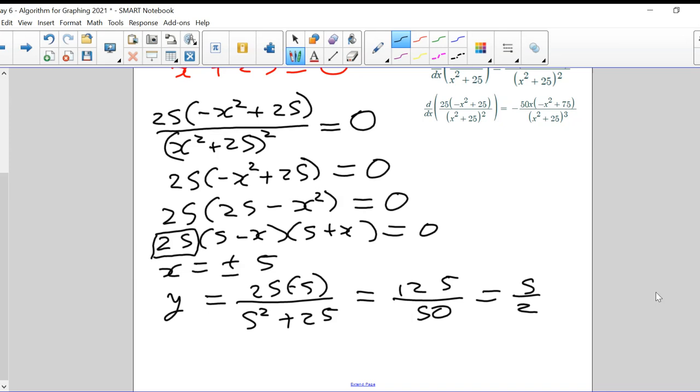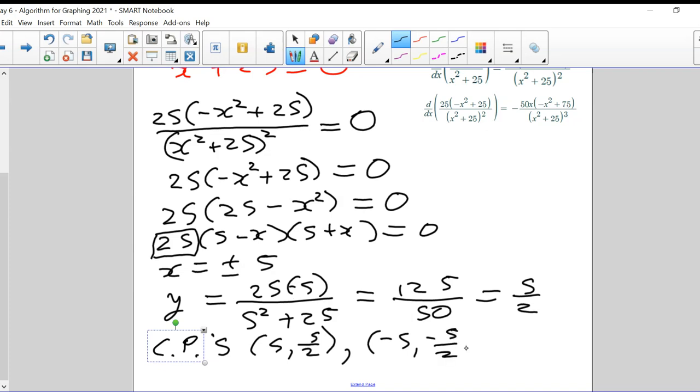We don't know what is a max or a min yet, but let's just say that the critical points are 5 over 2. What is this? What did I put in before? Minus. Okay, so 5 over 2, and minus 5 over 2.